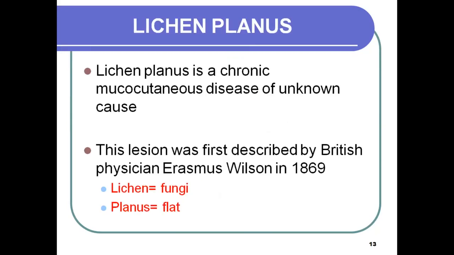The first one is lichen planus. It is a chronic mucocutaneous disease of unknown cause. This was described by a British physician, Erasmus Wilson, in 1869. Lichen means fungi, planus is flat, so its appearance is like a flat appearance. It is distributed in oral mucosa.